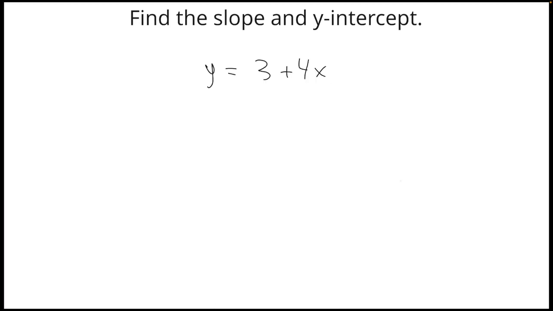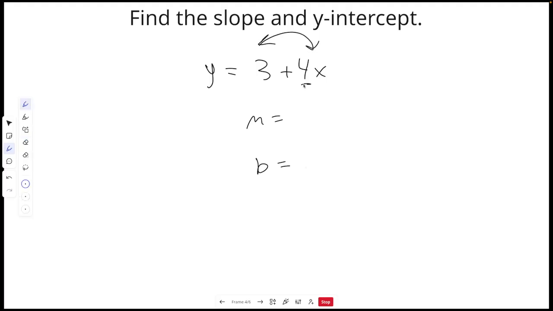And for this problem, this is the most common mistake that I see. A lot of students would look at this and say, oh, the slope is 3 and the y-intercept is 4. And this is incorrect because they have switched places. So remember, the number next to the x is always the slope. The number next to the x is always the slope. So that means the slope is 4, the y-intercept is 3.